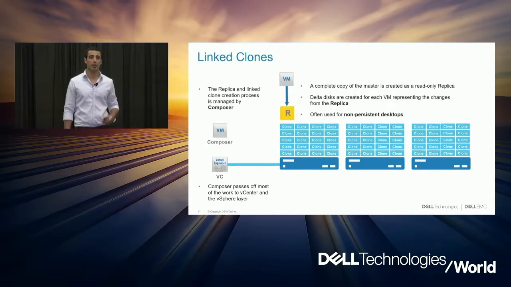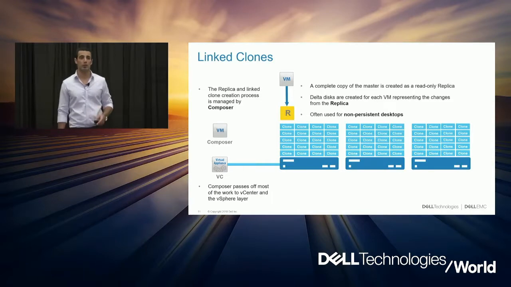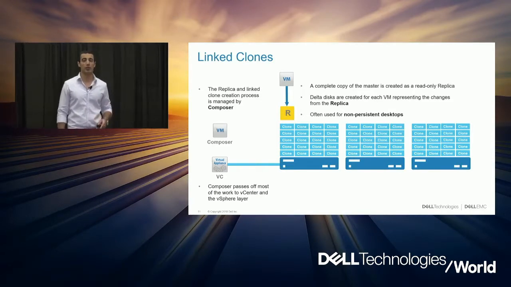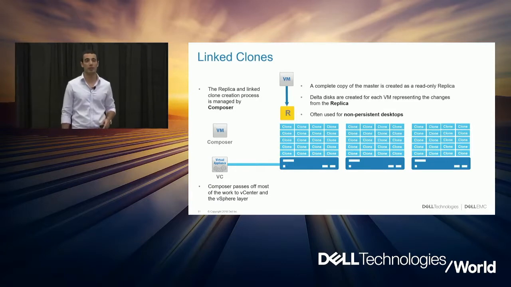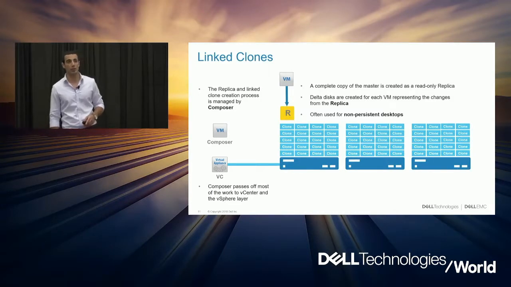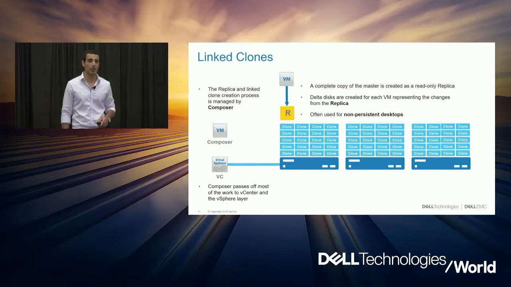When we talk about linked clones, a linked clone is created from a complete copy of the master image, kept as a read-only replica. Delta disks are created for each VM, representing the changes from the replica. This solution is often used for non-persistent desktops. The replica and linked clone creation process is managed by a component called Composer, and Composer passes off most of the work to the vCenter and vSphere layer.